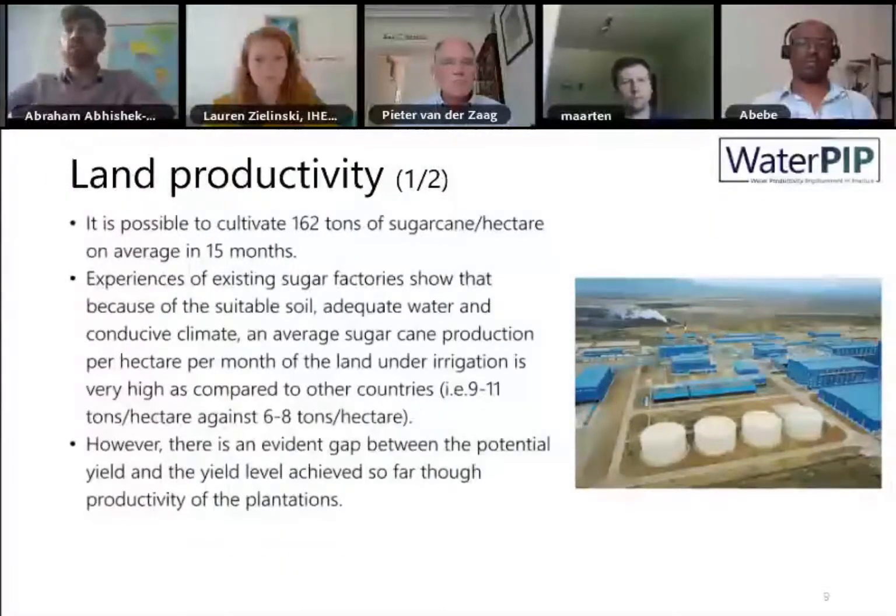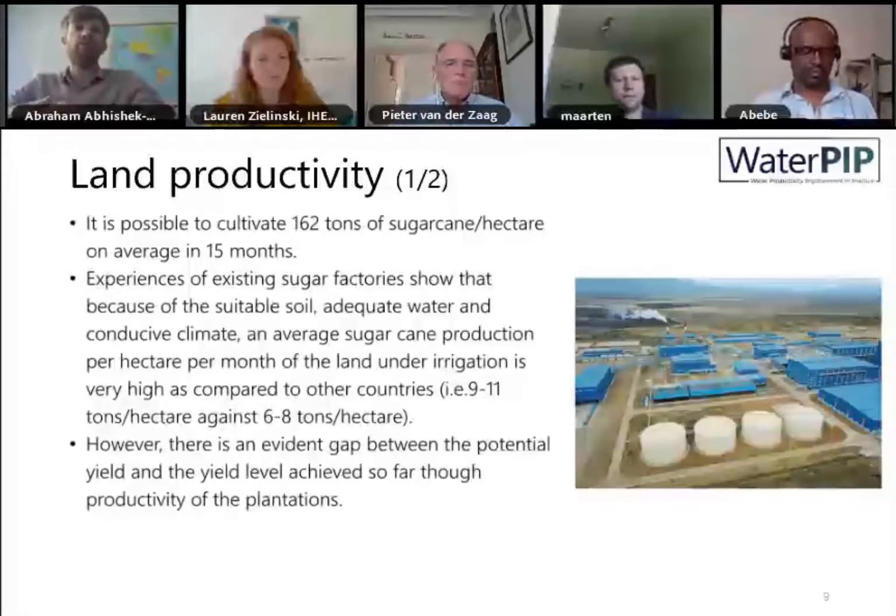From the numbers also presented from Abera, it is possible to cultivate 162 tons of sugarcane per hectare within an average of 15 months. There are plenty of suitable soils. There's adequate water, not considering the drought.